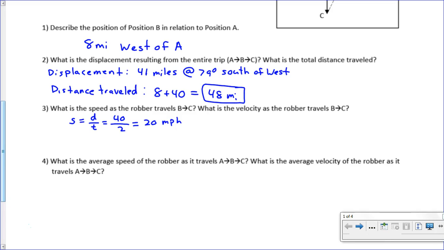The velocity equals the change in position, or the displacement, over time. Just looking B to C, the change in position is 40 miles south. It goes 40 miles south. So again, we say 40 over 2, which equals 20 miles per hour. But since this is a velocity, we need a direction here. Going from B to C, it's going south.